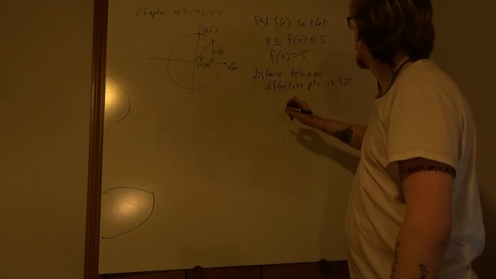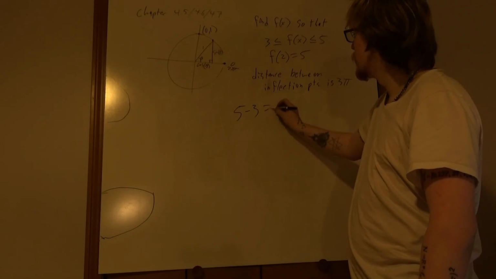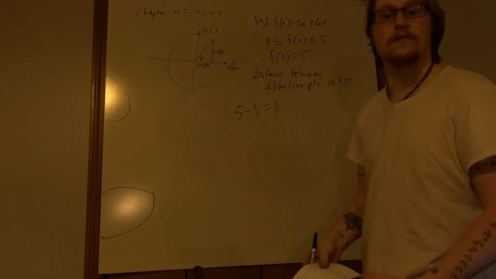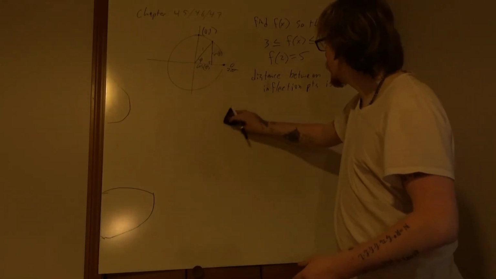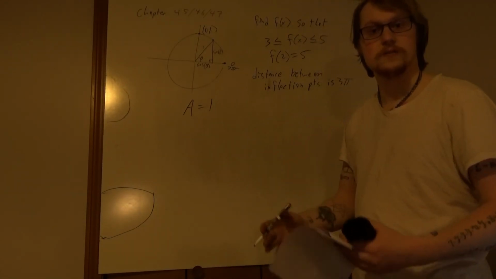We can keep going. So the difference between the bounds is just going to be 5 minus 3, which is 2, and then half of that gives us the amplitude. So we know that the amplitude is 1. That's super handy.